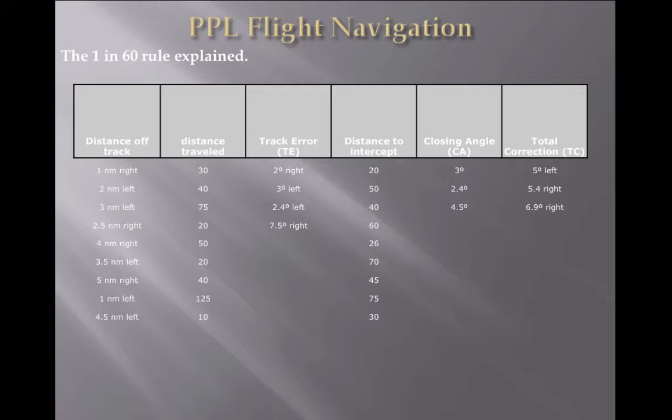Distance off track over distance to intercept, 2.5 degrees. Add the 2 together and reverse the left and right, 10 degrees left. See, it's not that hard. As long as we know the distance off track and the distance we've travelled and the remaining distance that we need to cover, this is just very, very simple.